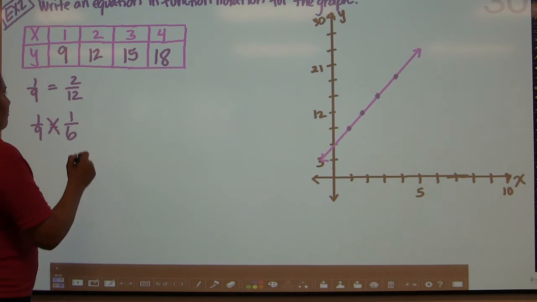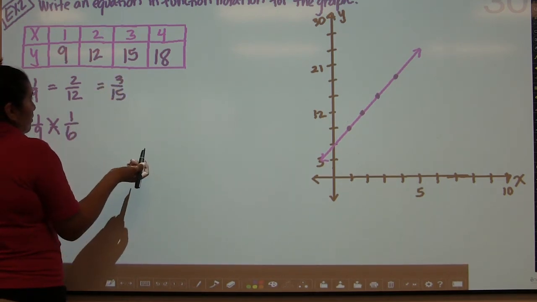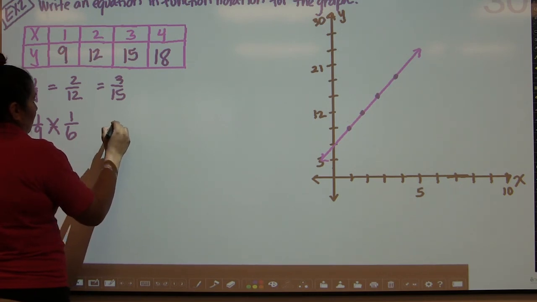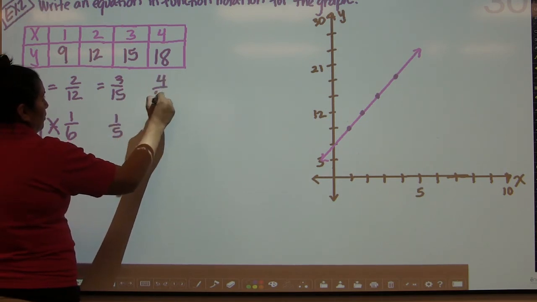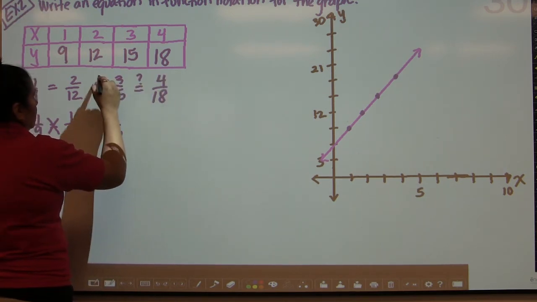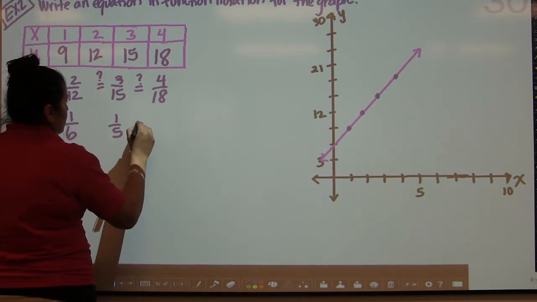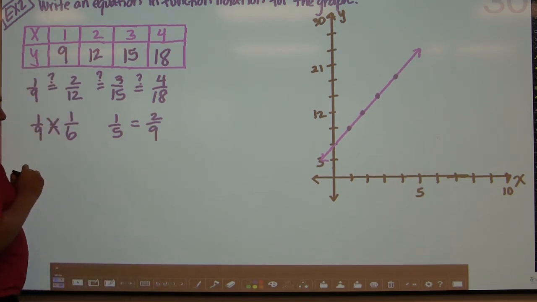And the same is true for 3/15. In the case of 3/15, that's going to reduce to 1/5. And then 4/18 is going to reduce to 2/9. 2 goes into 4 2 times, and 2 goes into 18 9 times.